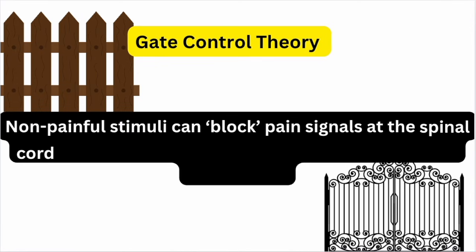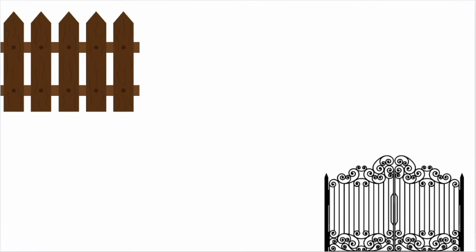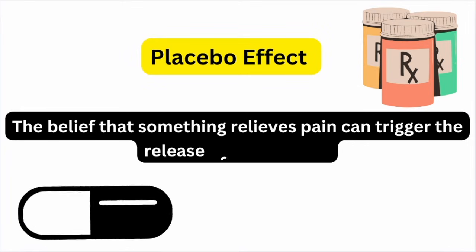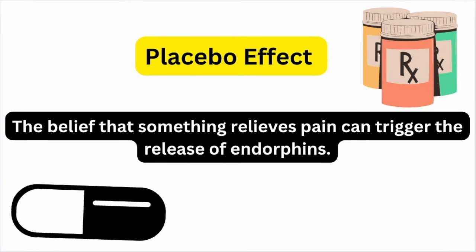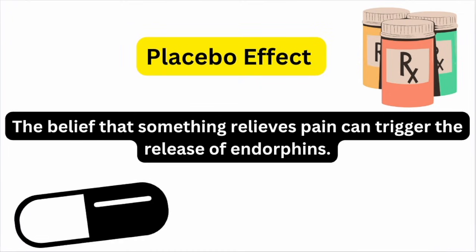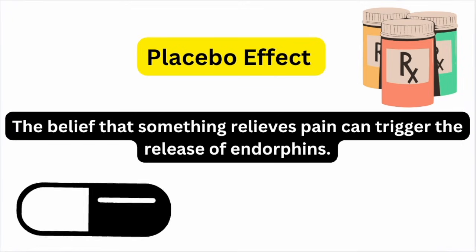In the gate control theory, non-painful stimuli can block pain signals at the spinal cord level. This is why massage, heat, or pressure can relieve pain. In the placebo effect, someone believes that something is relieving pain, and that's actually triggering the release of endorphins and helping to relieve that pain.